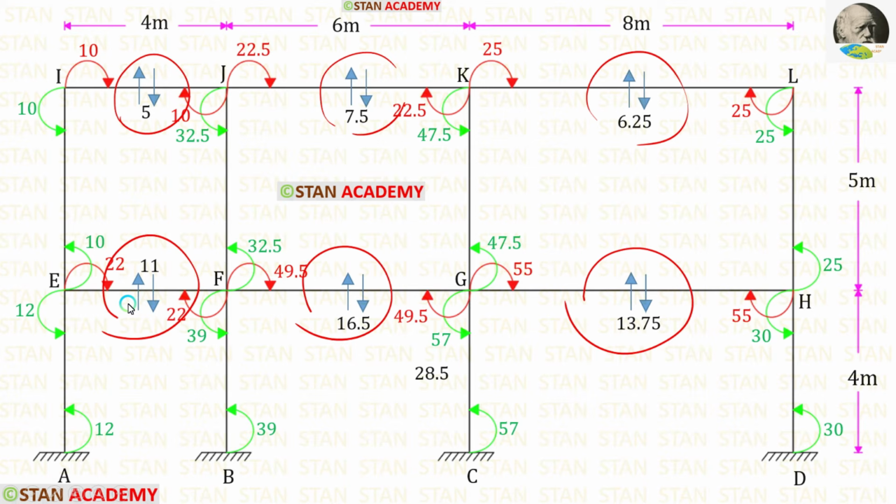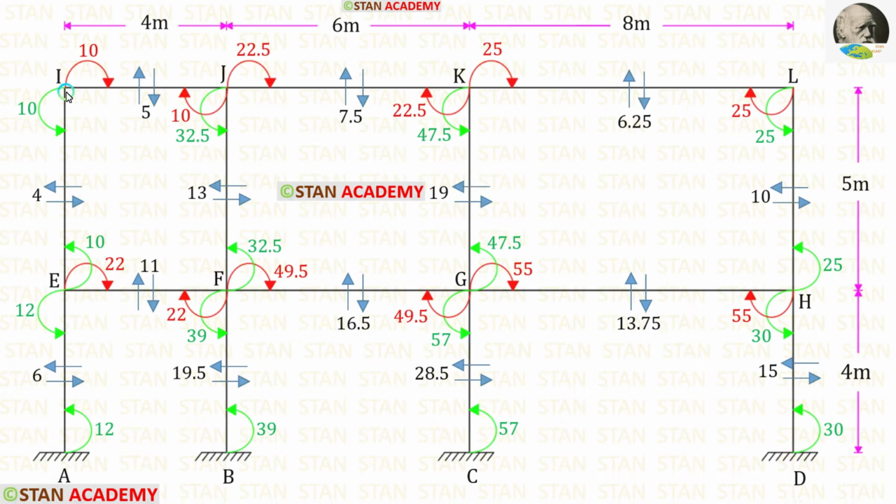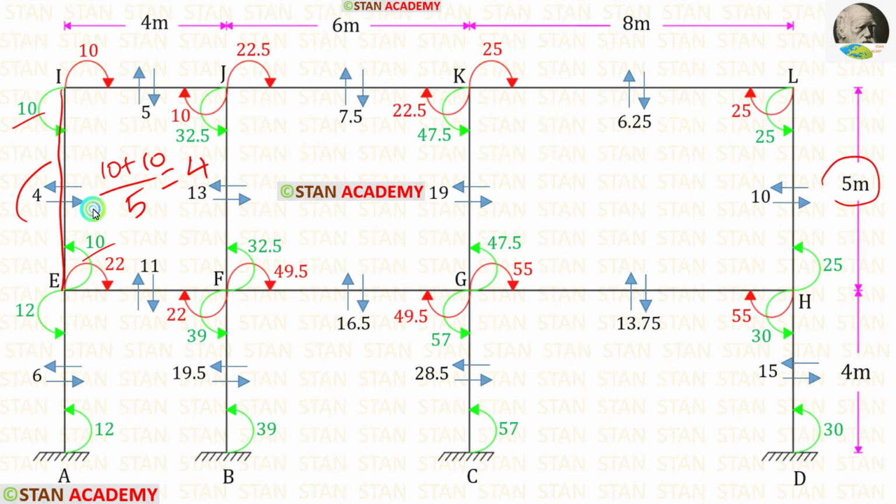Now let us find the shear forces in the columns. First, let us find the shear force in the member IE. For that, we have to add these two moments, so 10 plus 10, and then we have to divide by the length 5. When we do that, we will get 4.